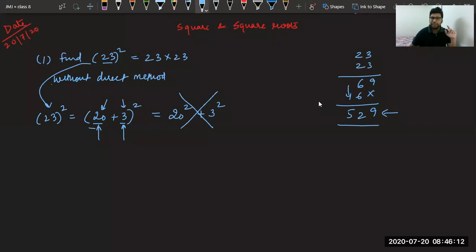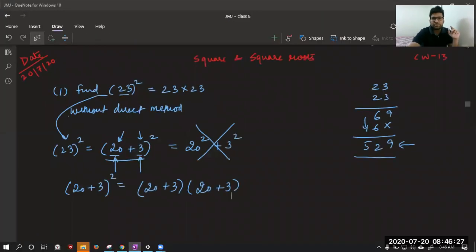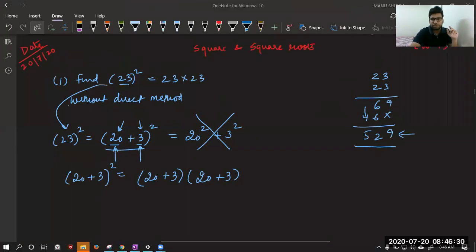Actually, we can write this as 20 plus 3 square, which means 20 plus 3 multiplied with 20 plus 3. Please tell me, is it clear till this point? Yes. Okay, I'm repeating for better understanding. One second. Don't type now. I've done the full screen. I won't be able to read this.